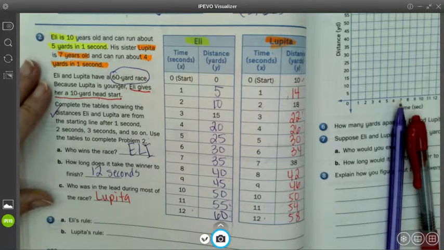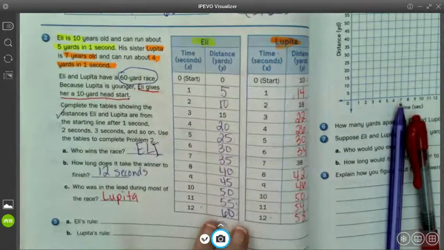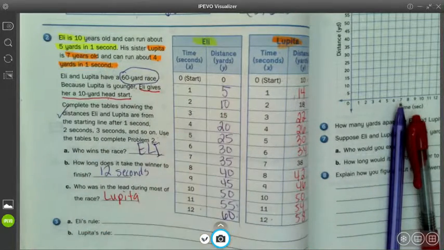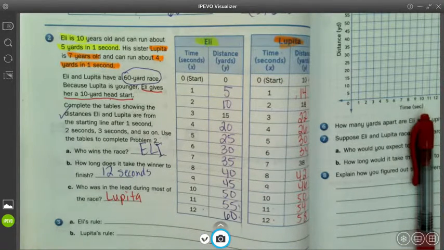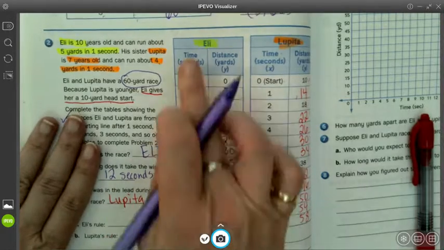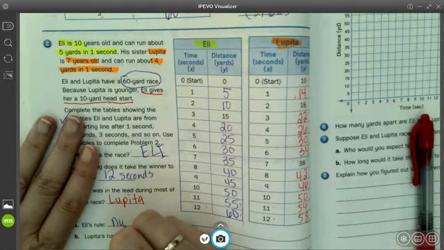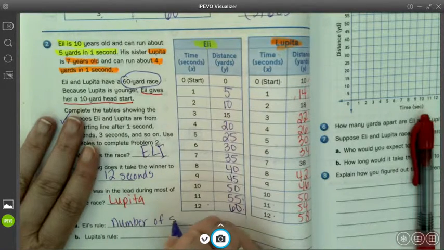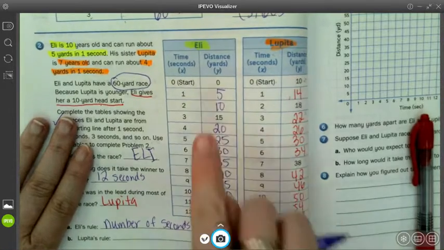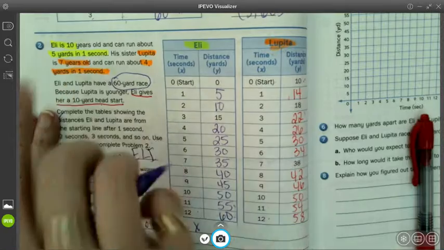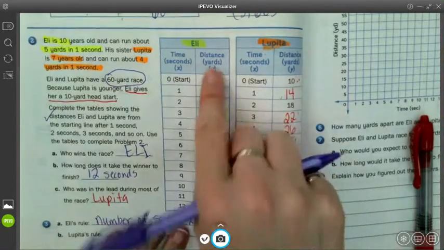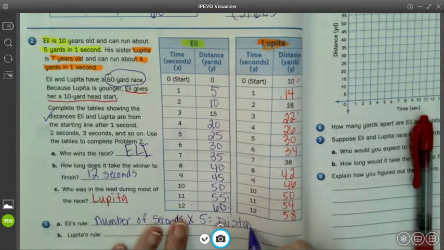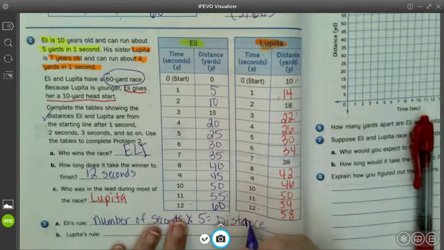Okay, so now that we've understood this information in this table and how the race went, let's write a rule. So let's start with Eli's rule. Coming from his in table to his out, we could say the number of seconds, right? Because that's your x. So the number of seconds times 5, right? Because he could go 5 yards in 1 second, times 5 equals his distance, which is what y stands for.